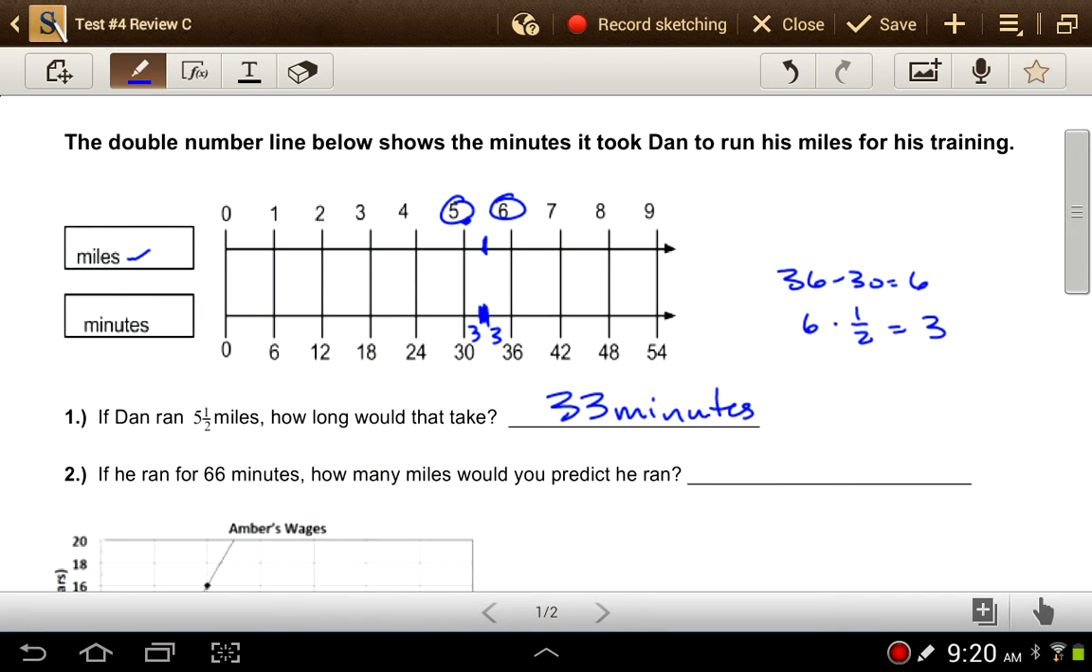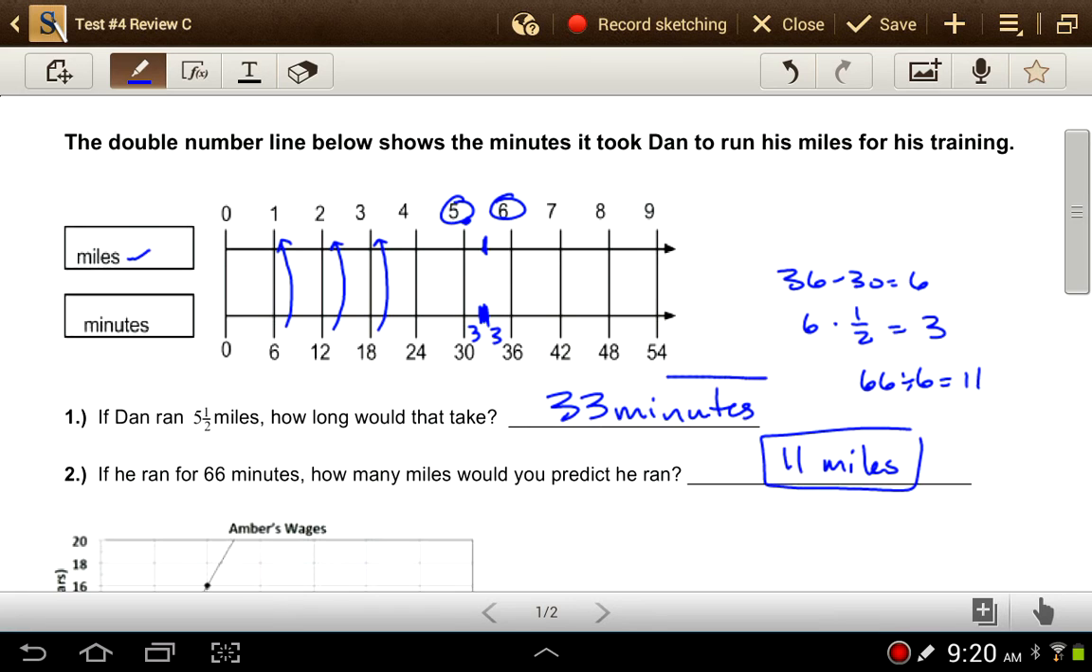Okay. Question 2. If he ran for 66 minutes, how many miles would you predict he ran? Well, 66 is not on the graph, so I got to look at my pattern. Okay, my minutes are on the bottom. To go from my minutes to my miles, I'm dividing by 6. 6 divided by 6 is 1. 12 divided by 6 is 2. 18 divided by 6 is 3. So I'm just going to do the 66 divided by 6, and that gives 11. So that would be 11 miles you would predict he would run.